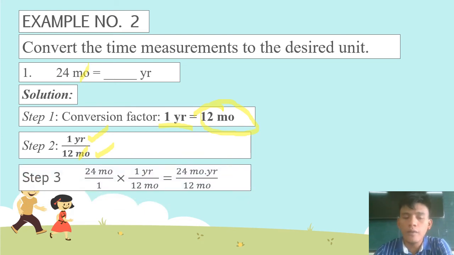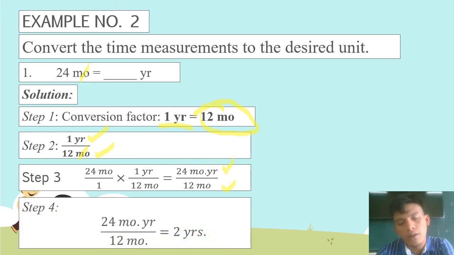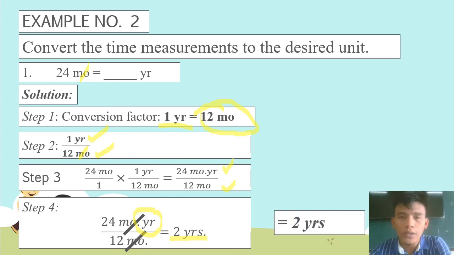Step 3. 24 months over 1 times 1 year over 12 months. 24 months times 1 year is 24 months year. 1 times 12 months is 12 months. Then let's go on to the cancellation of units. Months in the numerator and months in the denominator will be cancelled out, and the remaining will be year, and this will be our desired unit. 24 divided by 12 is 2, and the unit is years. So our final answer is 2 years.